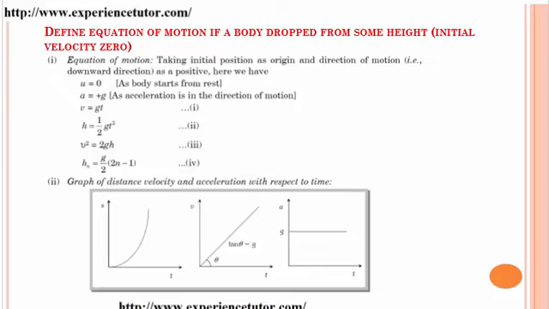Therefore, from the first equation of motion, v is equal to u plus gt. Since u is equal to 0, therefore v is equal to gt. The second equation will be converted to h is equal to half gt square.